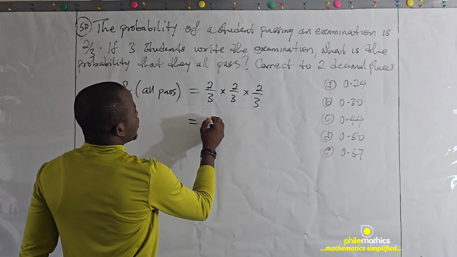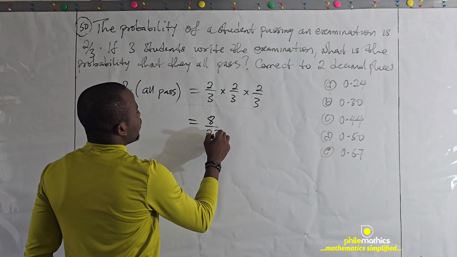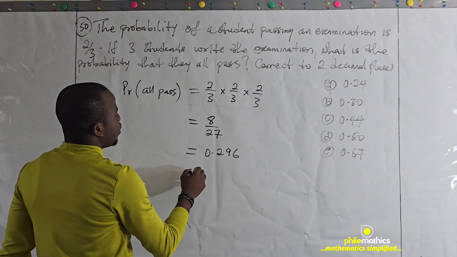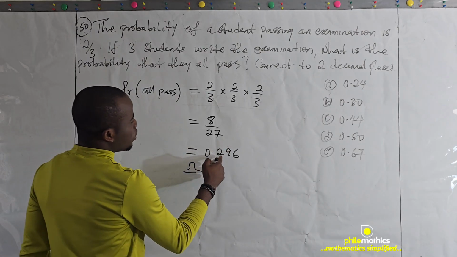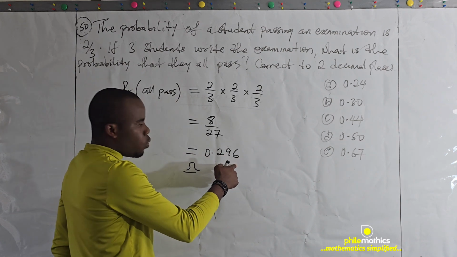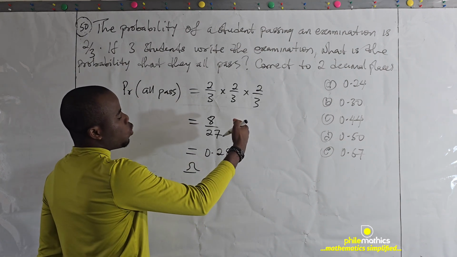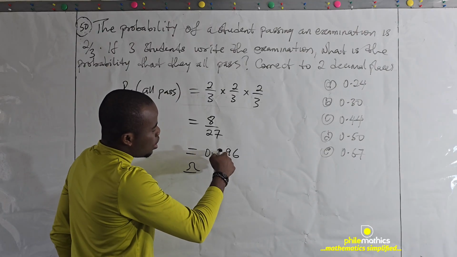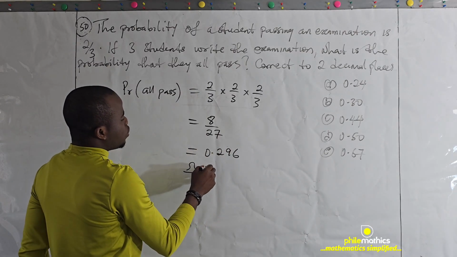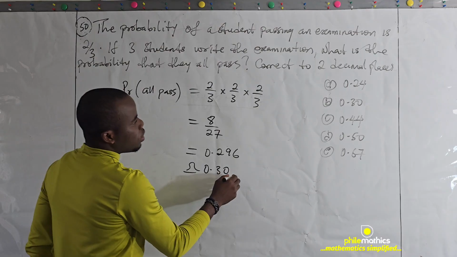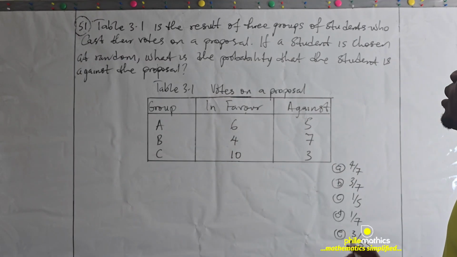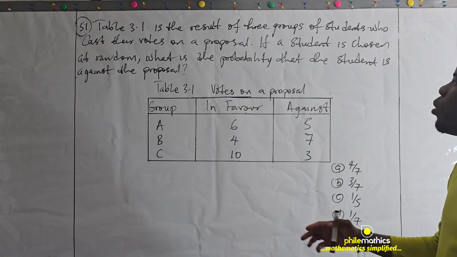This is 8 over 27, and if we reduce it, this is 0.296. To two decimal places, this is 1, 2. Since this is up to 5, we round up to 1, add it here, becomes 10, becomes 1. Add it here, this is now 0.30. That is B.